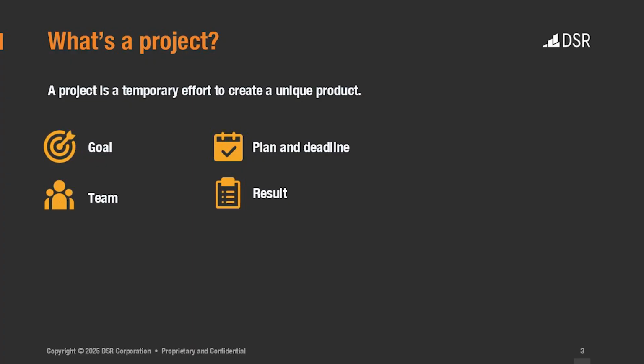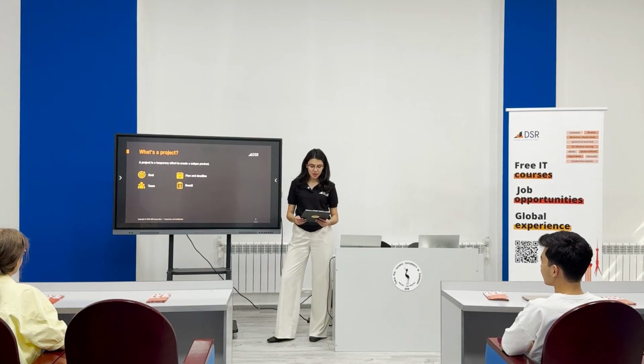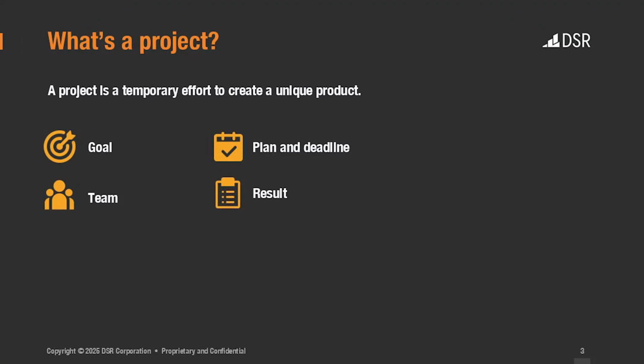So first, a very basic question: what's a project? A formal definition would be that a project is a temporary effort to create a unique product. And it has 4 of these points. Well, first of all, of course, it's a goal. What are we trying to achieve with this project? What do we want from it?